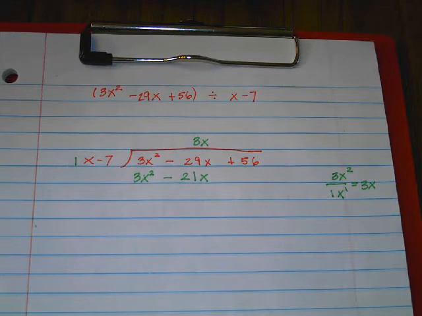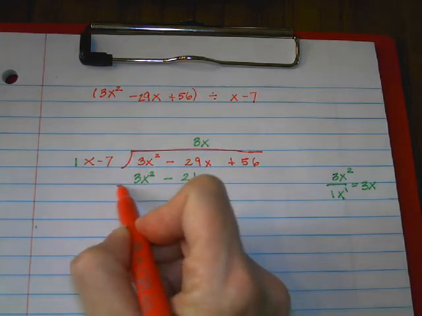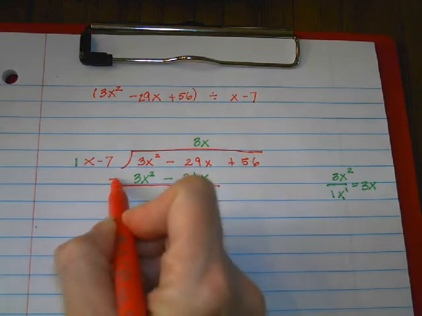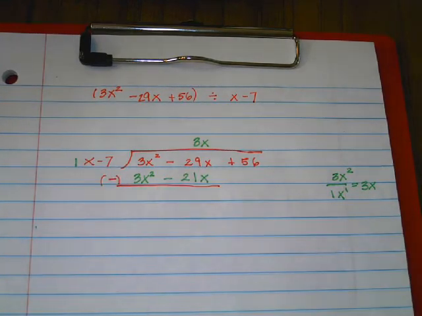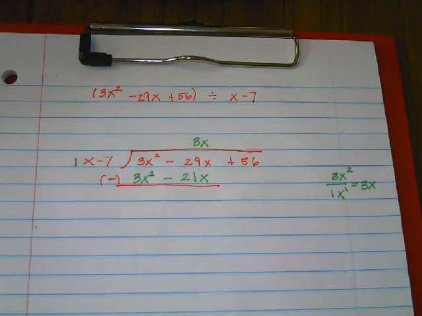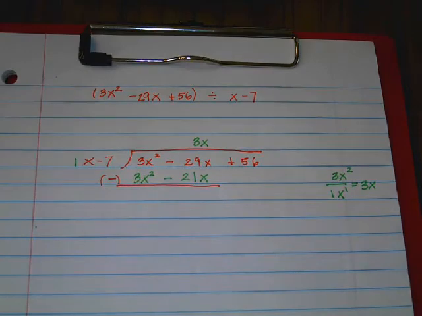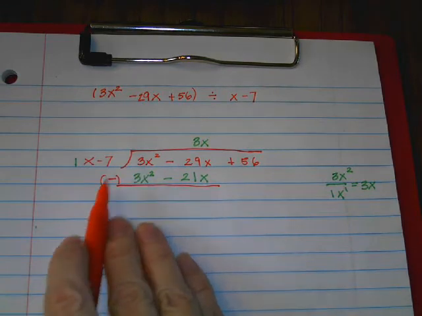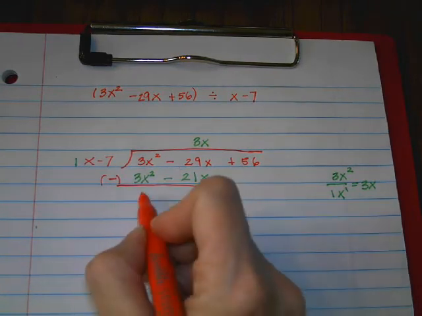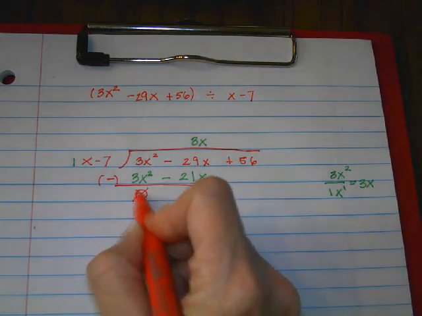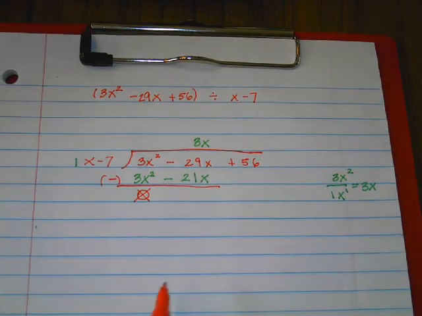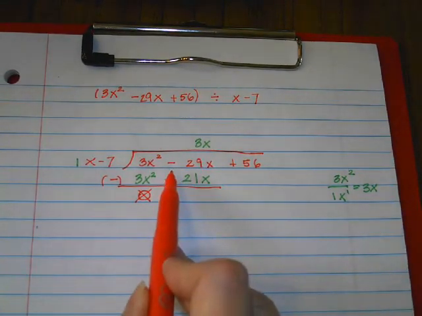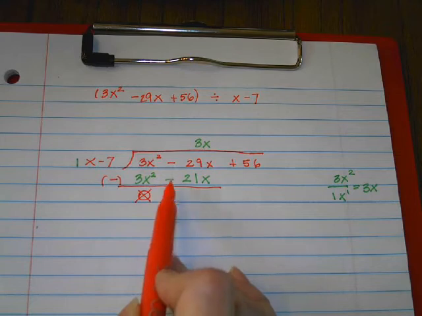All right, so now I have multiplied. Now what do I do? That's right, Jaron, I subtract. So I'm not just going to subtract the first two columns. I'm going to subtract both columns. All right, so let's go ahead and subtract those then. So 3x squared minus 3x squared, which is 0, which we really don't need. Now here we go. We've got negative 29 minus negative 21.